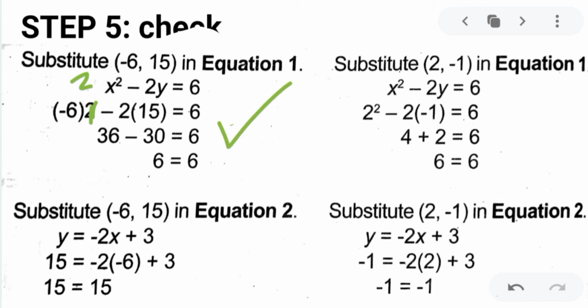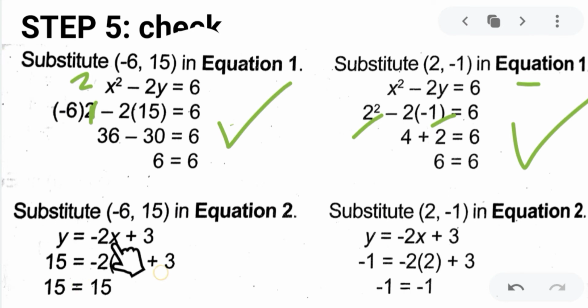Now, we substitute 2 and -1 in equation 1 as well, to find if this satisfies the equation. We have x squared minus 2y equals 6. The value of your x is 2, the value of your y is -1, so that will be 2 squared, that is 4, minus 2 times -1, that is positive 2, equals 6. 4 plus 2 is 6, so that is true.